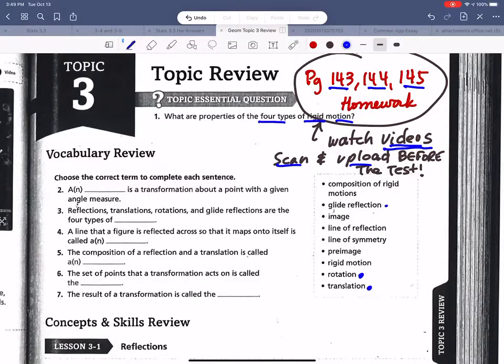Guys, we are at the end of chapter 3. That means there will be a chapter 3 test next class. So we're going to do the topic review that is in the end of chapter 3 in our textbook.